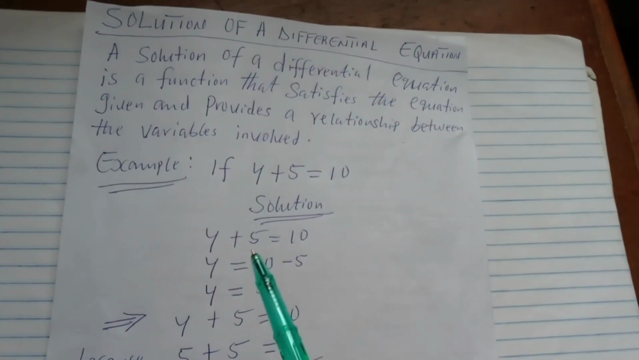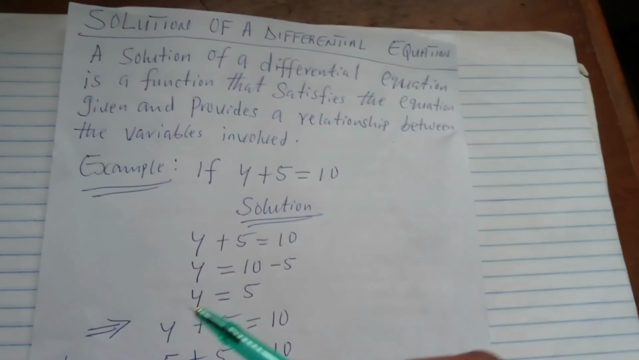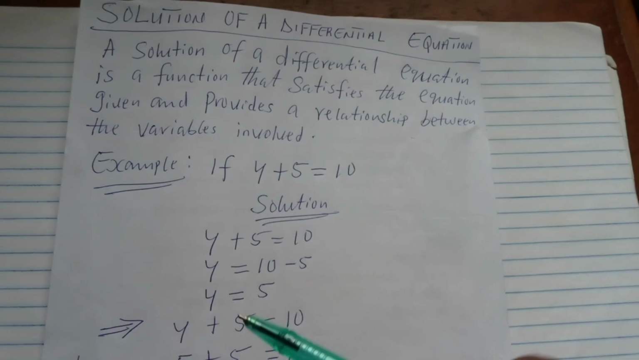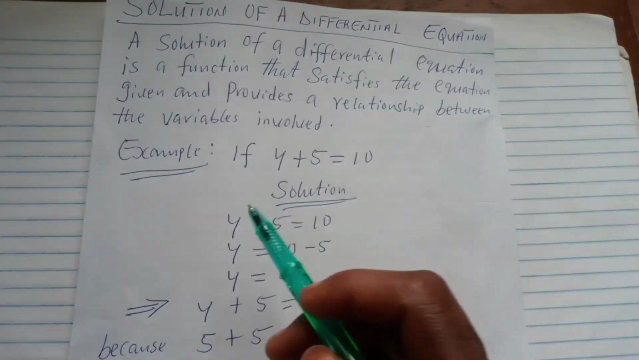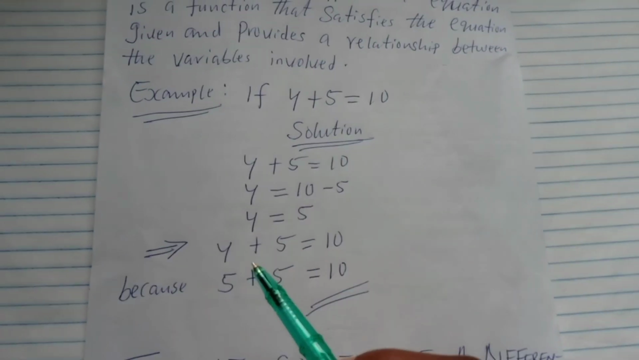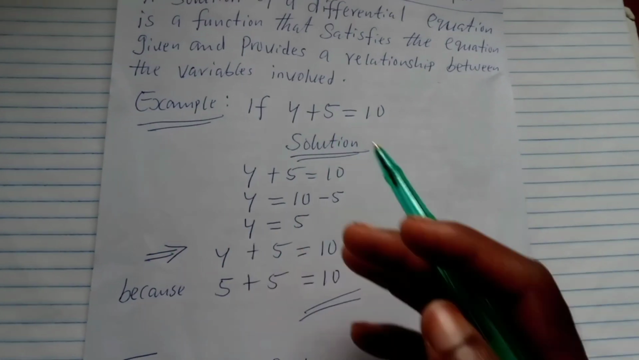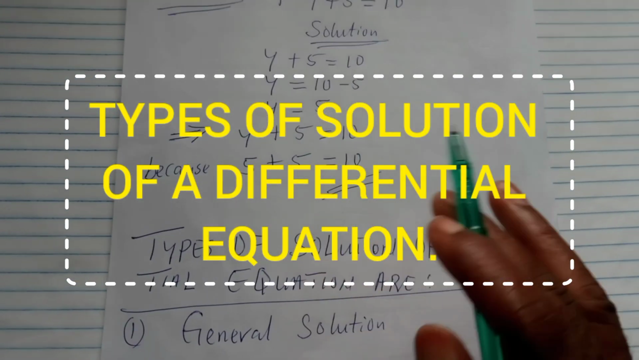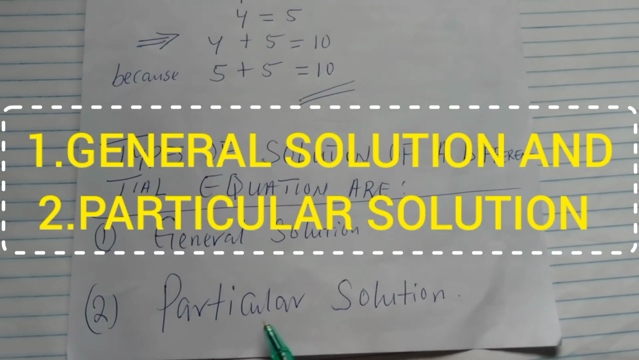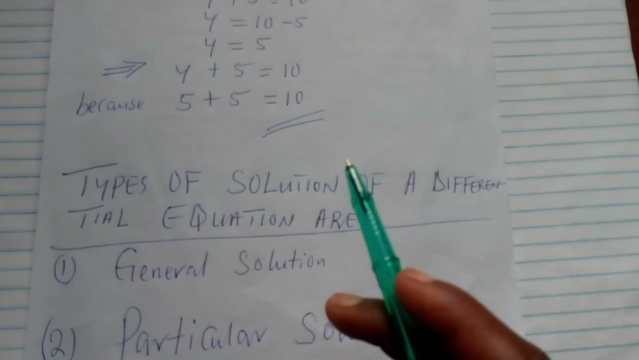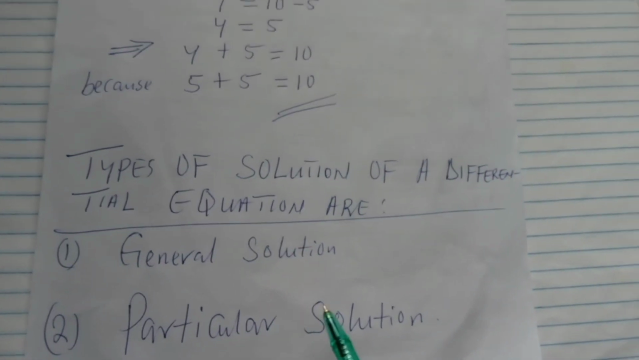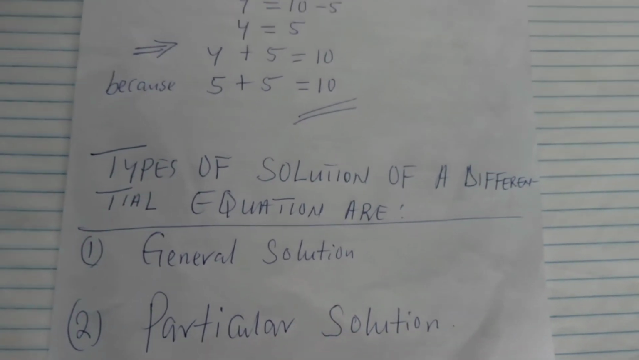So the same thing is applicable to the solution of a differential equation. You say that a solution of a differential equation is an equation or function that satisfies the equation given and provides a relationship between the variables involved. See that this y now provides a relationship between the variables involved. So let's look at types of solution of a differential equation. We have general solution and particular solution. Number one, we have the general solution, and number two, we have the particular solution. Let's look at what they mean.